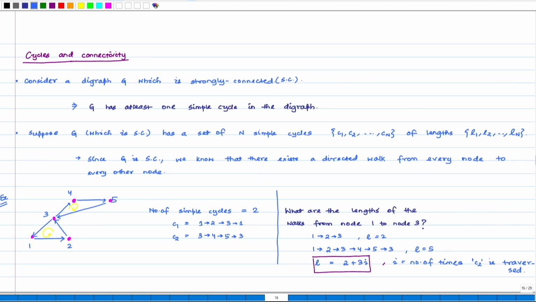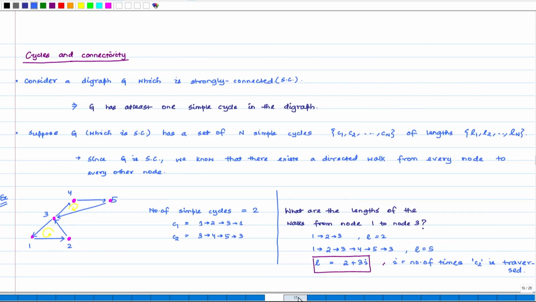Please pause the video here and try to generate a walk starting from 1 and ending at node 3, which is of length 7. So, you will observe that it is not possible to do that, even though the network is strongly connected. That means clearly strongly connectedness is not enough when we want to generate walks of desired length. So, let us note that down.